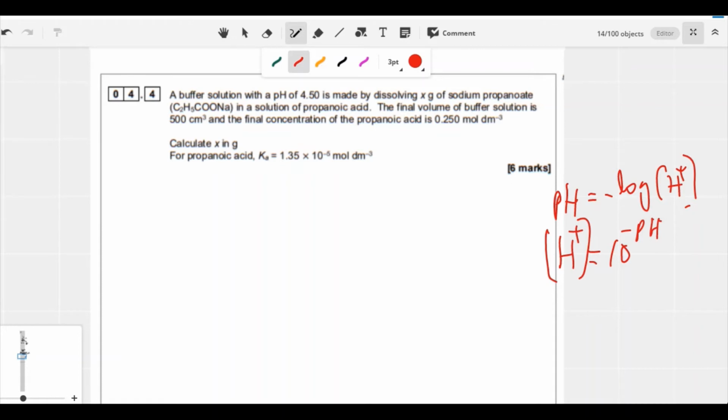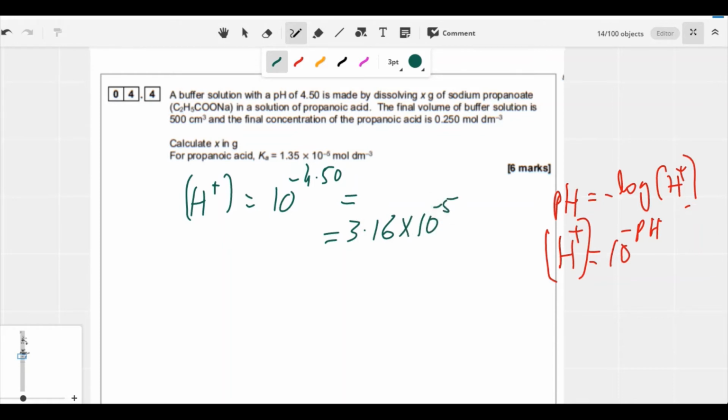So here you can write H positive, the hydrogen ion, is equal to 10 to power minus 4.50. That is present here. Let me calculate it. So then the answer will be 3.16 times 10 to power negative 5, and the unit will be mole per dm cube.